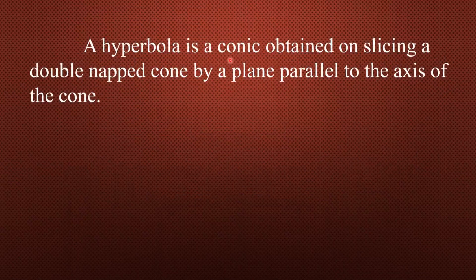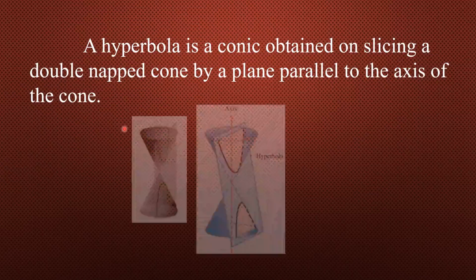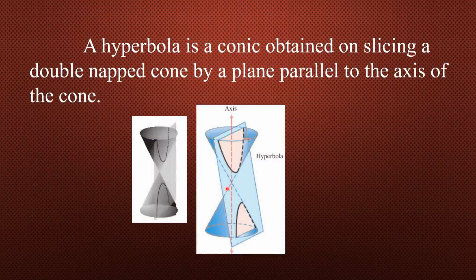A hyperbola is a conic obtained on slicing a double-napped cone by a plane parallel to the axis of the cone. That is, double-napped means two-sided cone. You have to consider one two-sided cone and slice that cone by means of a plane, plane which is parallel to the axis of the cone. Then we are getting this conic section. That conic section is called a hyperbola.